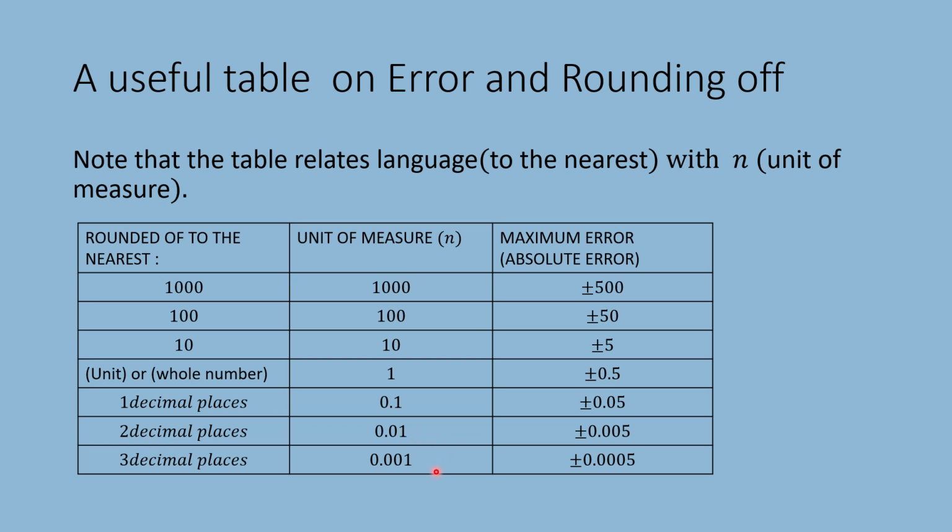A number written to 3 decimal places, meaning to a thousandths, our unit of measure is going to be 0.001. Hence, our error is going to be 0.0005. Right. Next slide.